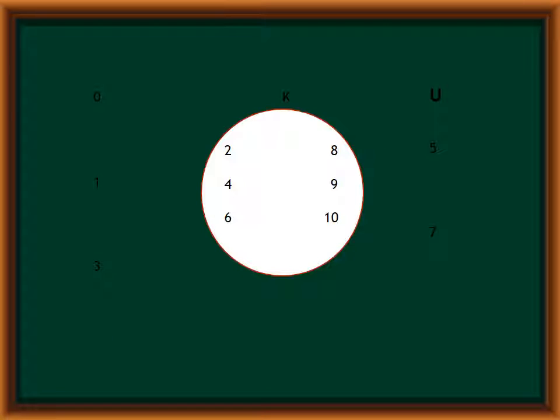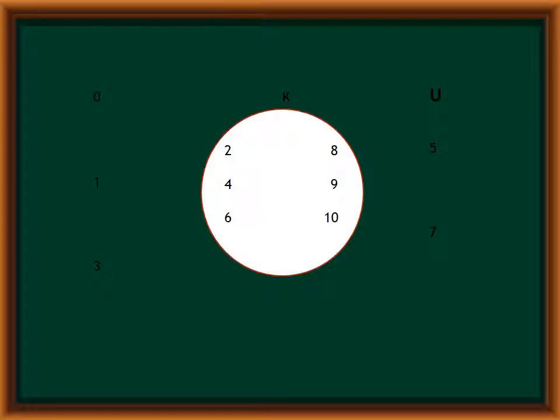Now let us illustrate our answer using a Venn diagram. So note that our set K is a subset of our universal set. And again, for our universal set, we have numbers ranging from 0 to 10. And for our set K, we have 2, 4, 6, 8, 9, and 10. So the elements inside the set K must be the elements of set K, and the remaining elements of our universal set that are not in K must be written inside the universal set but not inside set K.